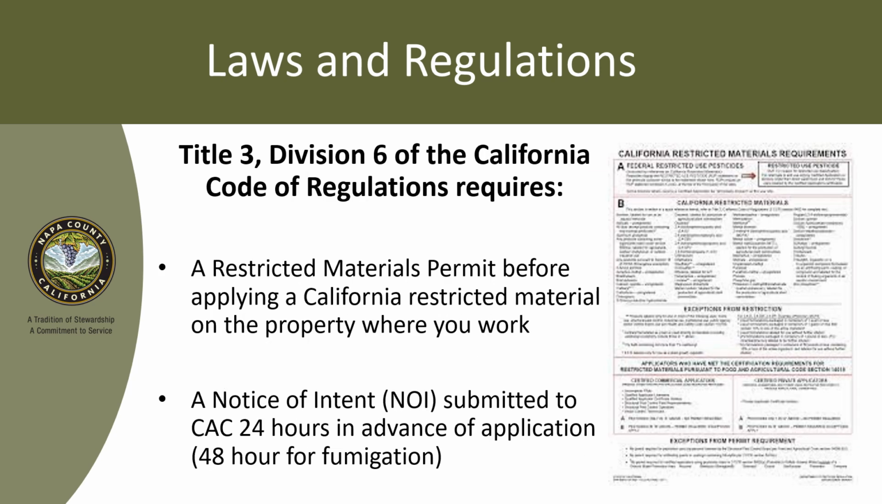Okay, Title III, Division 6 also tells you that you have to have a restricted materials permit from the Ag Commissioner before you apply a California restricted material on the property where you work. And a notice of intent, or NOI, has to be submitted to the County Ag Commissioner 24 hours in advance of that application. And if it's a fumigation, you need 48 hours for that.